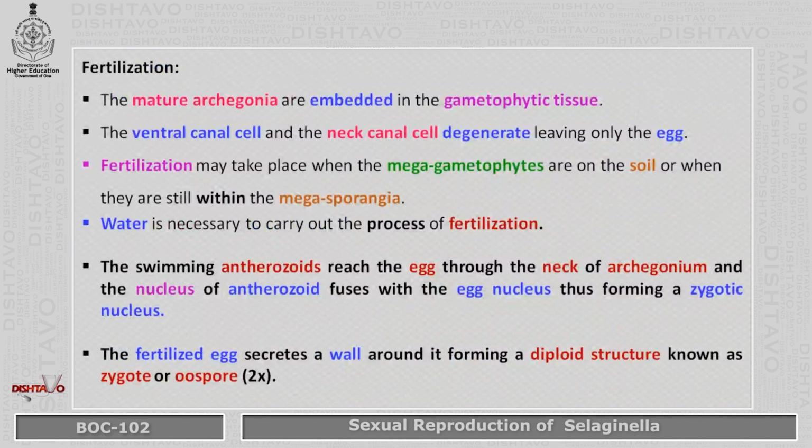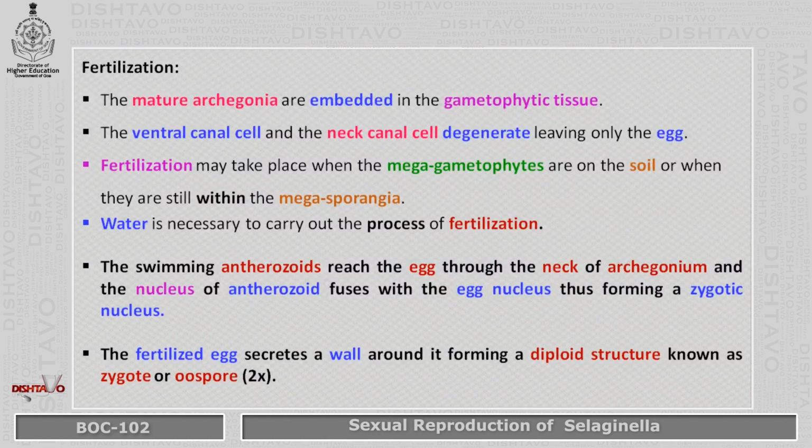Fertilization. The mature archegonia are embedded in the gametophytic tissue. The ventral canal cell and the neck canal cell degenerate, leaving only the egg. Fertilization may take place when the megagametophytes are on the soil or when they are still within the megasporangia. Water is necessary to carry out the process of fertilization. The swimming anthrozoids reach the egg through the neck of the archegonium, and the nucleus of the anthrozoid fuses with the egg nucleus, thus forming a zygote nucleus.